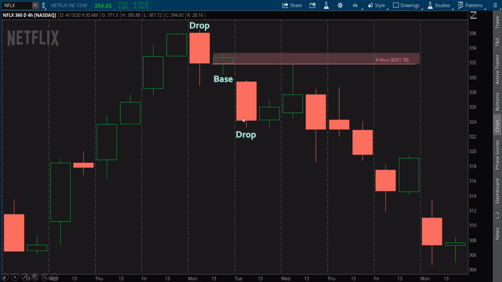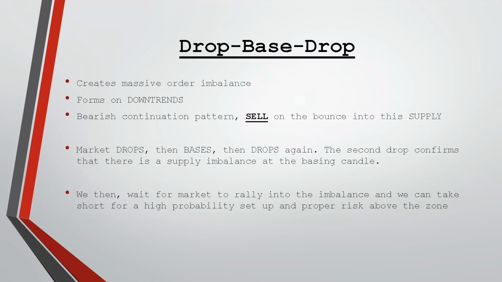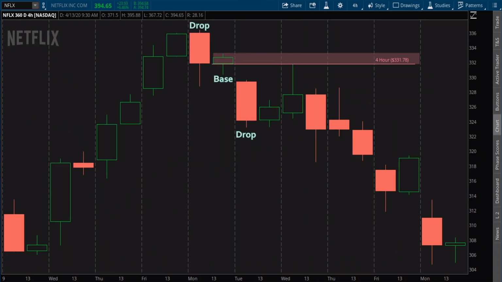So we wait for the drop to form, then we wait for the bounce. Now the bounce could happen tomorrow, the bounce could happen in a year from now. We wait for that bounce, a rally in price into supply, and we take that short. So drop base drop. Let's go back to it.